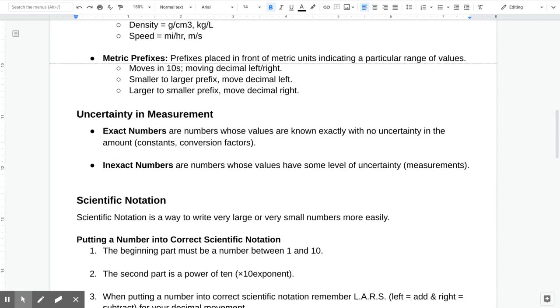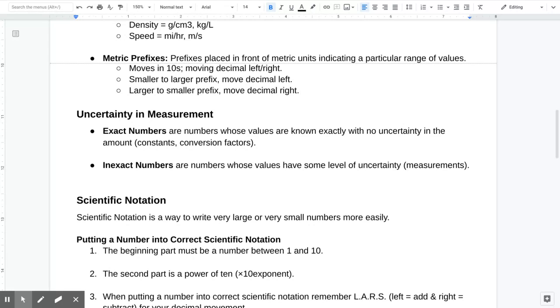In their examples, exact numbers are numbers whose values are known exactly, with no uncertainty in the amount. So these are constants and conversion factors. For instance, a constant would be the speed of light. The speed of light will always be the speed of light. It is an exact number. There are no ifs, ands, or buts about it.